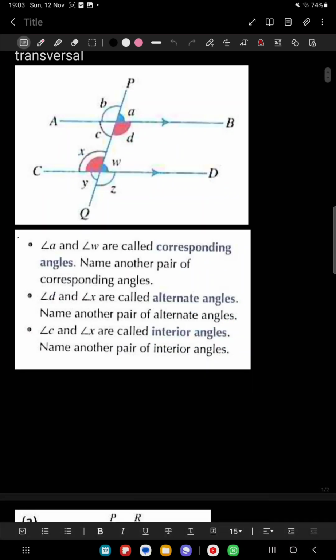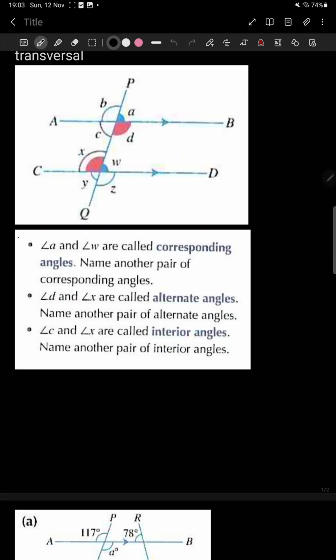Over here we can see that this is line AB and here is another line CD, and these two lines are parallel to each other. In this diagram we are given this hint, the symbol: these two arrows show that line AB and line CD are parallel to each other.